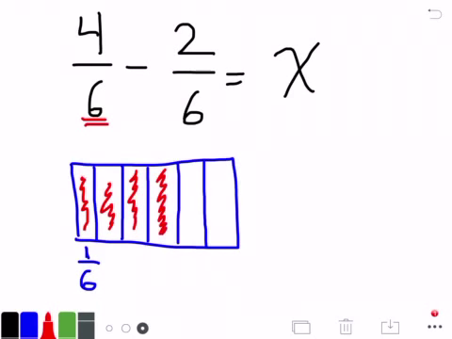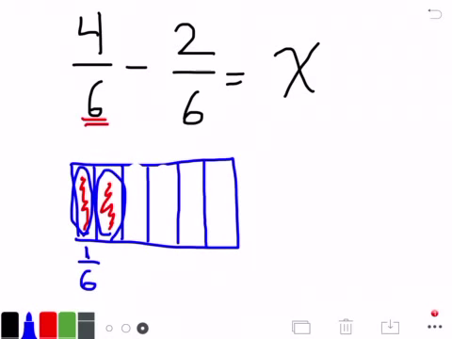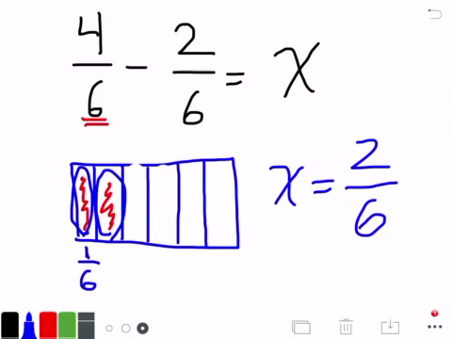That's my value, 4/6. But I'm taking 2/6 away from that. So all I need to do is subtract 2/6. Well, there goes 1/6. There goes a second sixth. How many sixths are left? Pretty simple, right? 4/6 minus 2/6 is 1/6, 2/6. X equals 2/6, right? Pretty simple.